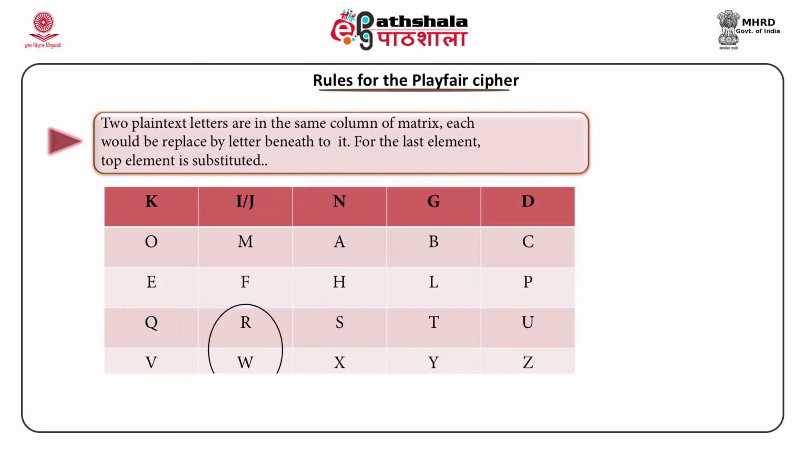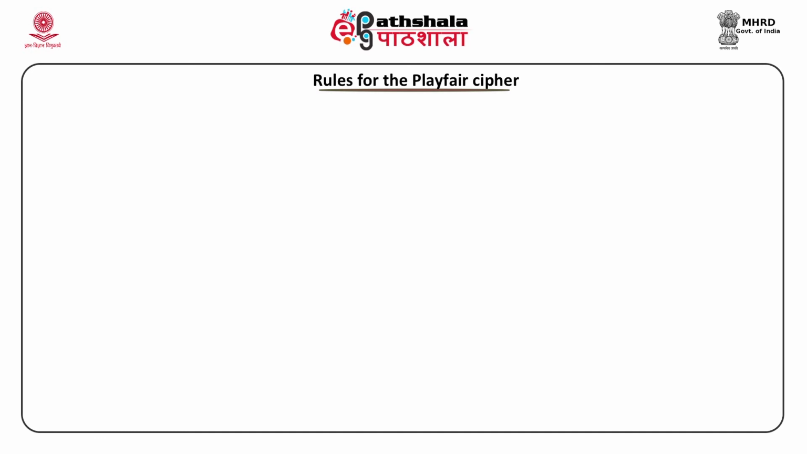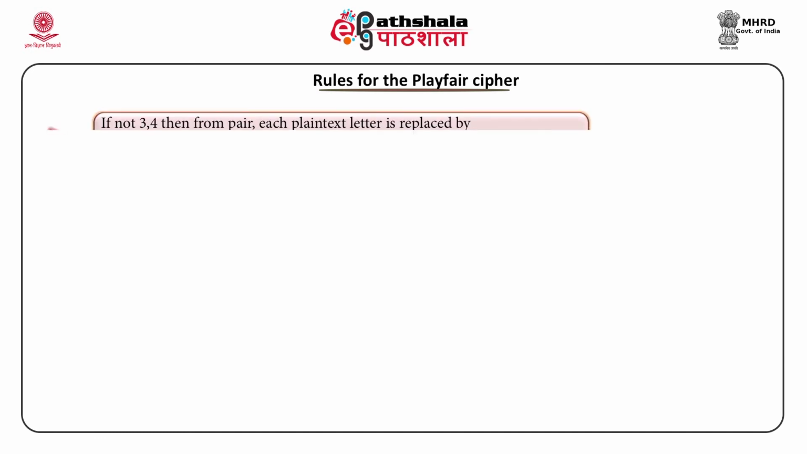So, again have a look at my slide, R and W. R would be replaced by W, the character beneath it, and W would be replaced by I, that is the first character of the column. So, RW is substituted by WI. The rest of the case is clear. If I want to substitute H, A would be substituted by H, that is beneath it, and H would be substituted by S, that is beneath it.